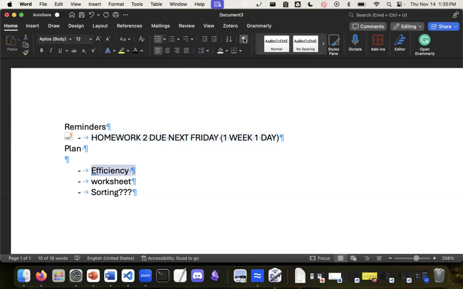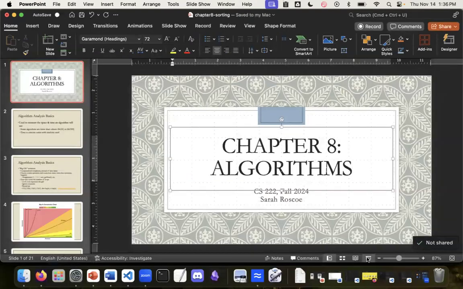So the plan for today is we're going to learn about how we can say an algorithm is efficient. We're going to do kind of the hand wavy explanation, but it gets us going. We'll have a worksheet that I believe I've printed enough. And so that'll be our active learning for today. And then we'll see where we are. Maybe we'll start sorting. Okay.